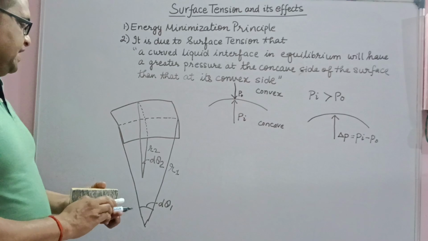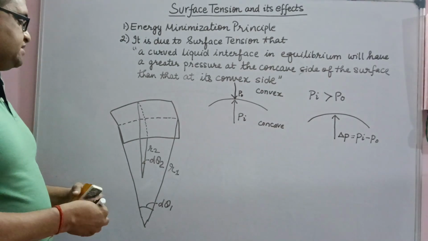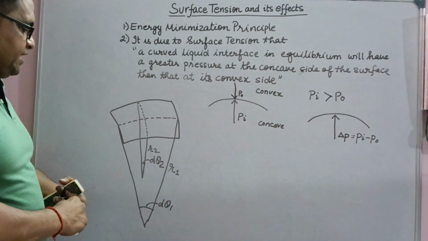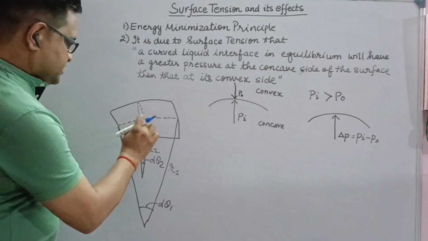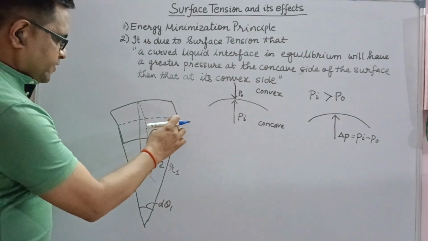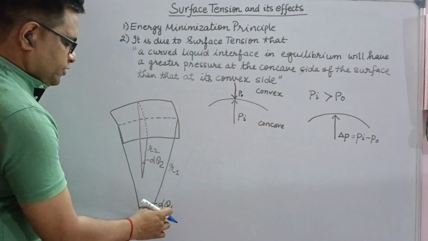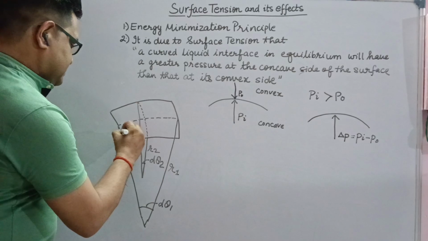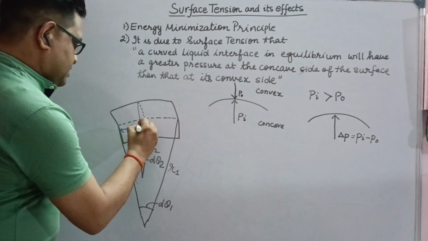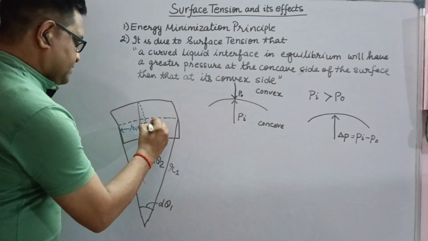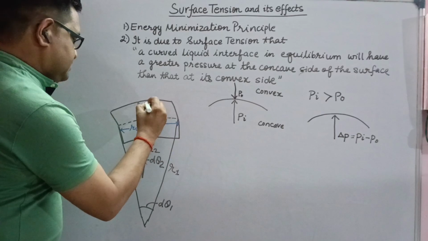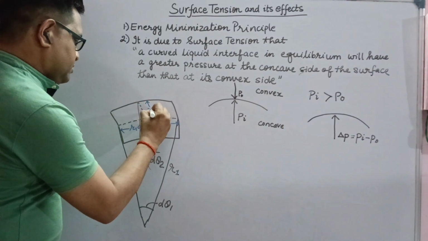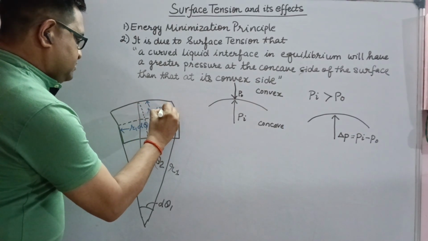Consequently, the length of the elemental surface may be calculated as follows. For this length, what will be the length? It will be r1 d theta 1. So this length is r1 d theta 1, and this length will be r2 d theta 2.